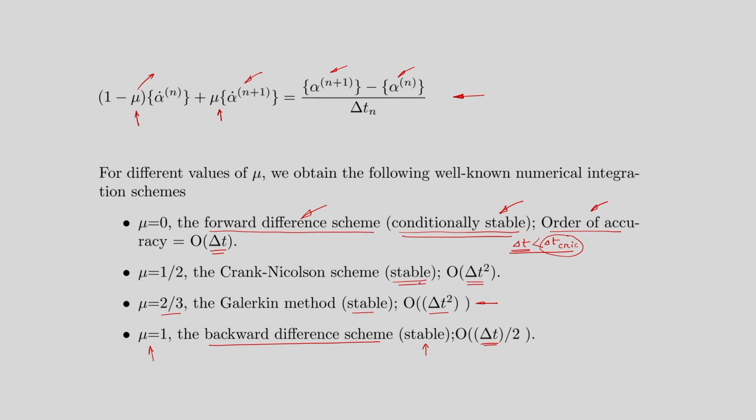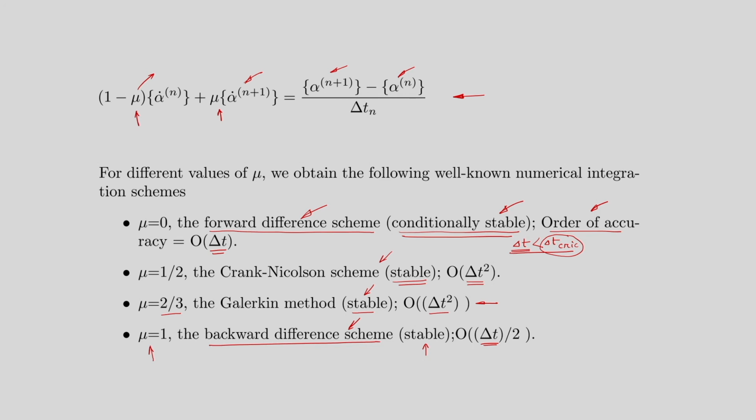But what about the stable schemes? As I said here, these three schemes are unconditionally stable. It means there is no limit on delta t. You can take the time step as large as you want, and your solution will always remain bounded.